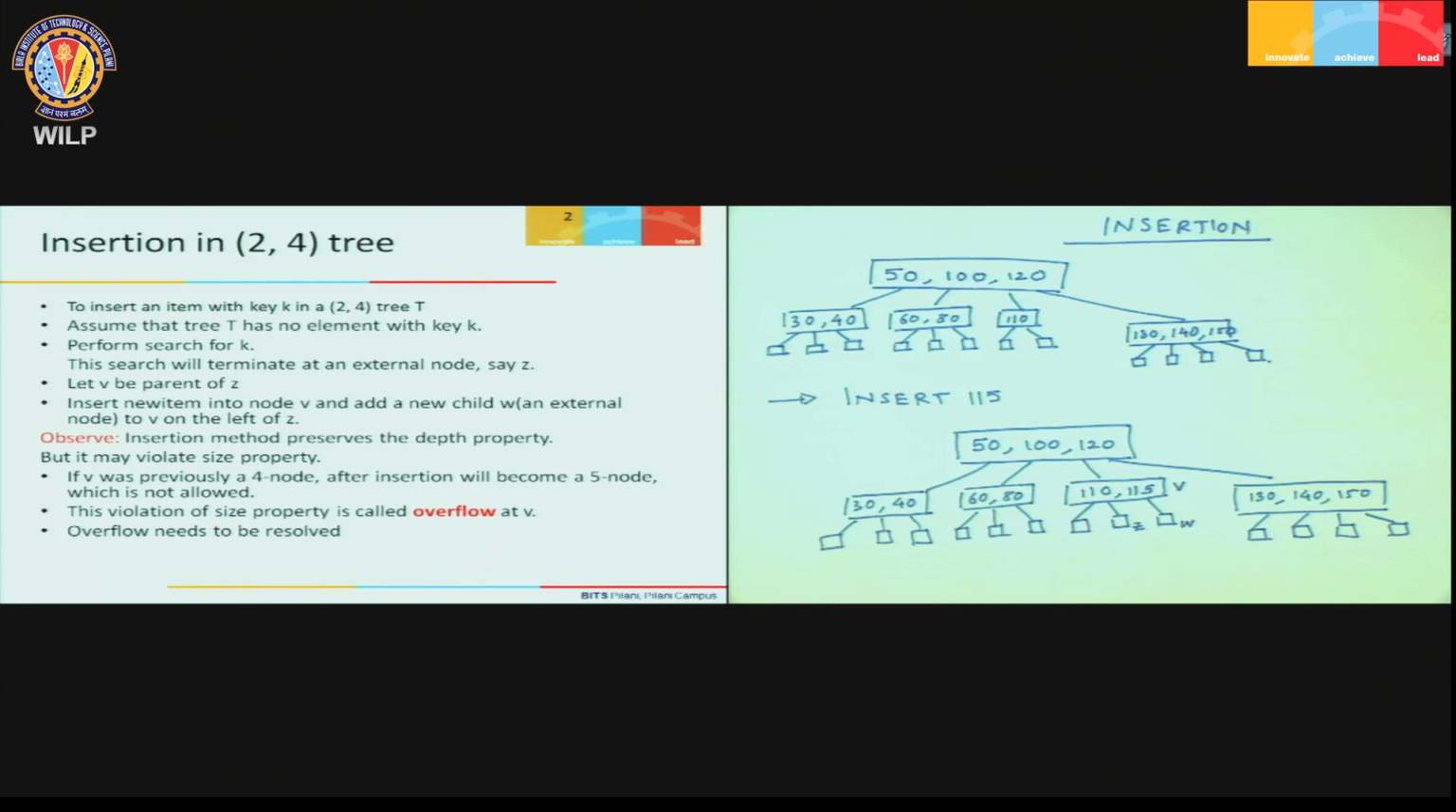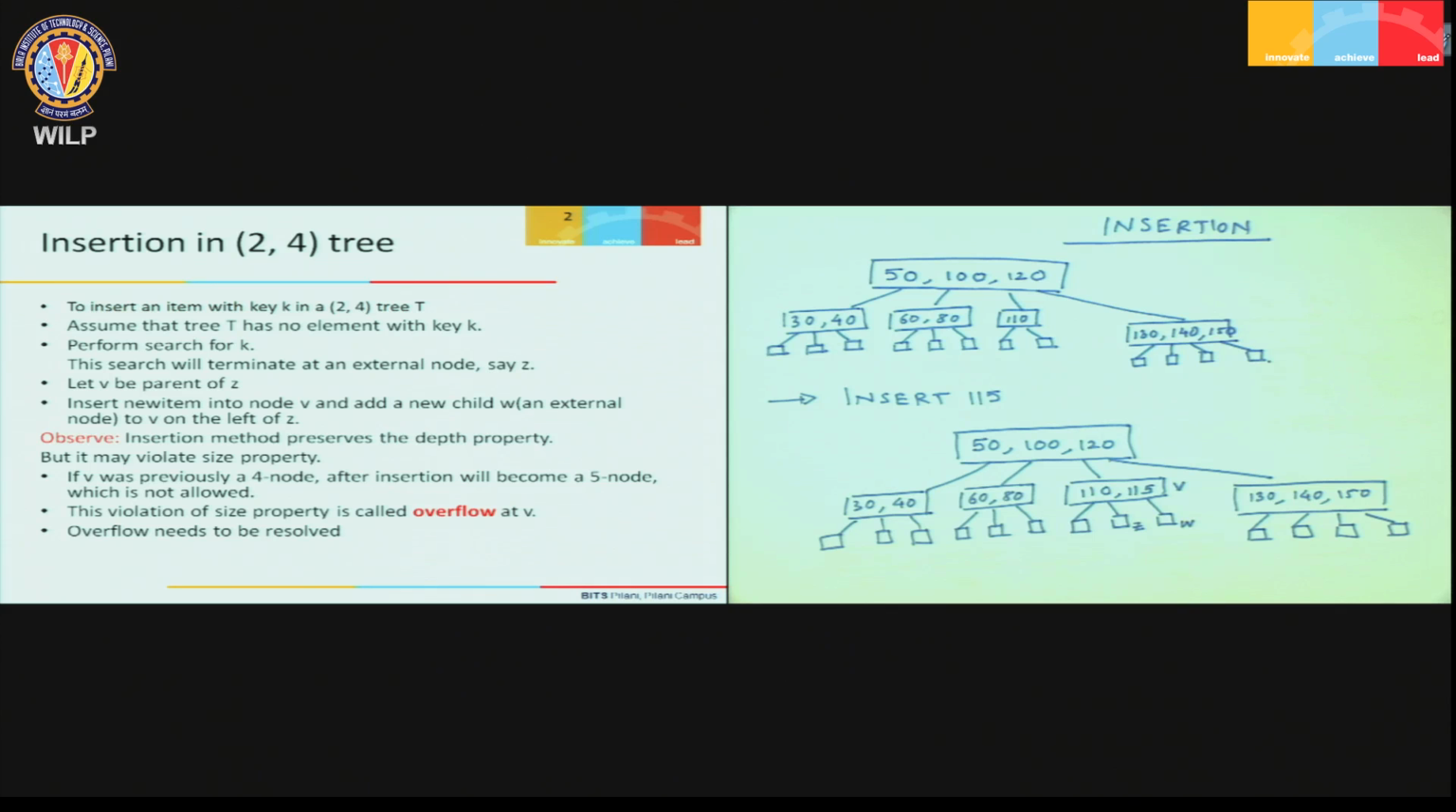in this session, we look at the edit operations on the 2,4 tree. The operations namely are insertion and deletion. So, let us look at insertion in a 2,4 tree. To make things simple, we will assume that the key that we are trying to insert is not already present in the tree. So, suppose we want to insert an item with a key k in a 2,4 tree.